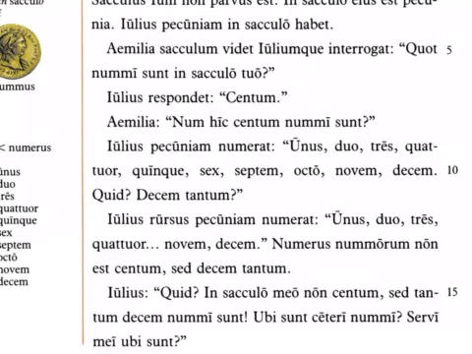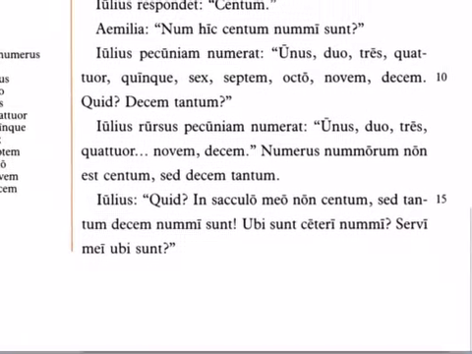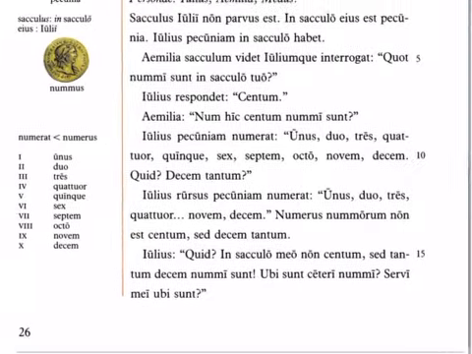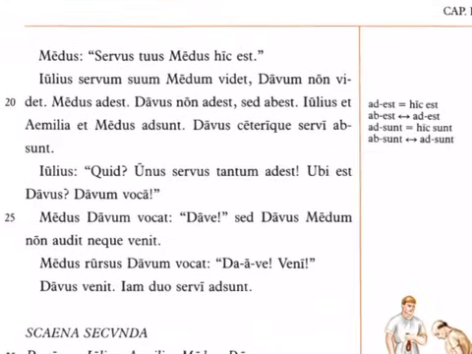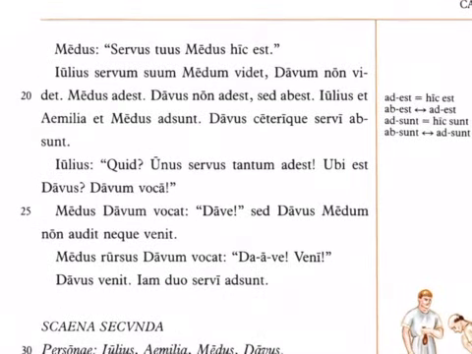All right. Ubi sunt ceteri numi? Where are the rest of the coins? Servi mei ubi sunt? My slaves, where are they? Or literally, slaves mine, where are they? Right? So that's a little funny word order for English, but in Latin it's totally fine. Where are my slaves, we could say, if you want to use the normal English word order. So of course he's jumping to the conclusion that one of his slaves has stolen it.